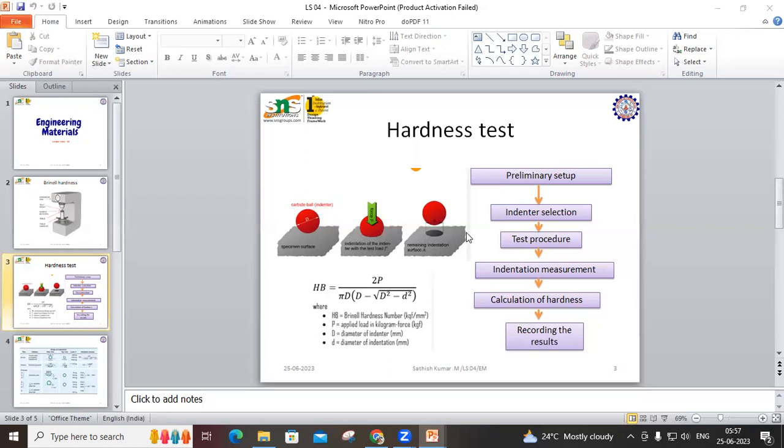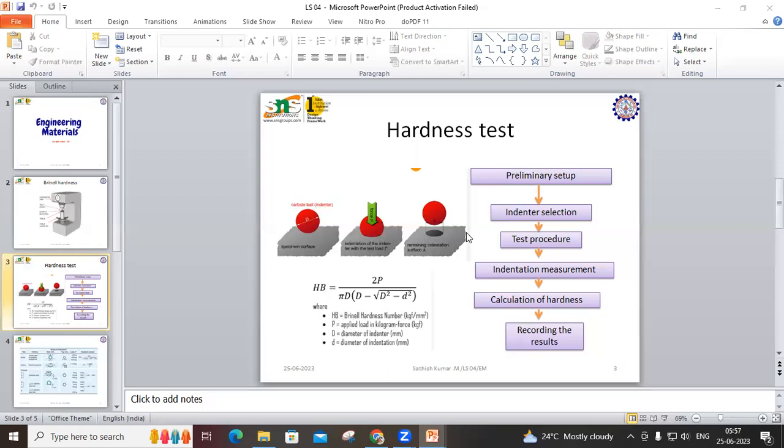As we see in this picture, we have a carbide ball indenter and a specimen surface. When the load is applied, the indentation of the indenter with the test load is seen here. The remaining indentation on the surface is shown here, where the diameter of the ball is getting impressed inside the specimen.